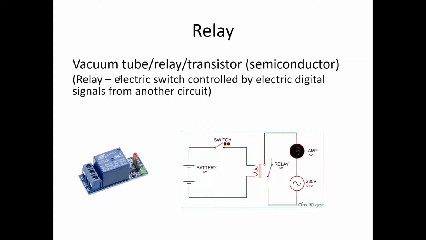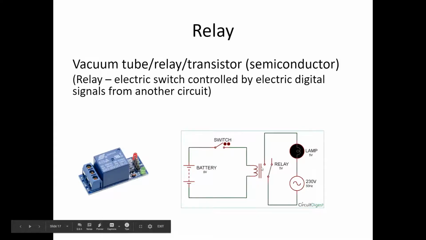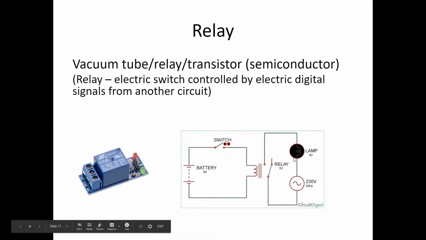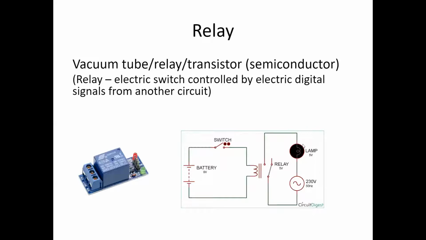Next is a relay. A relay is an electrical switch, which is also controlled by electrical digital signals from another circuit. As you can see here, here is the electrical digital signal that is going to be controlling this magnet over here. When this circuit is a closed loop, then this magnet will activate. And so this switch over here will then get pulled towards this wire over here, and this will form a closed circuit as well. That means that this lamp would then light up.